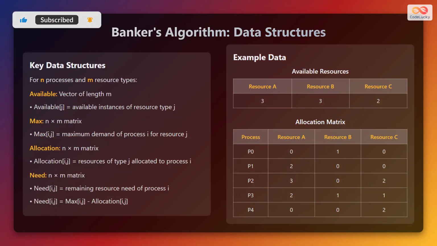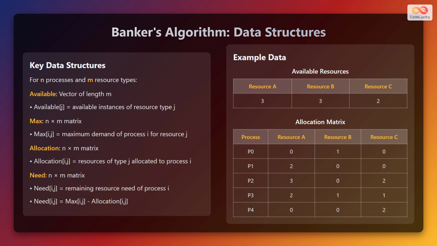To implement the banker's algorithm, we need to understand the key data structures it uses. For n processes and m resource types, we have available, a vector of length m, where available[j] equals the number of available instances of resource type j; max, an n by m matrix, where max[i][j] equals the maximum demand of process i for resource j; allocation, an n by m matrix, where allocation[i][j] equals the number of resources of type j allocated to process i; and need, an n by m matrix, where need[i][j] equals the remaining resource need of process i, calculated as max[i][j] minus allocation[i][j].